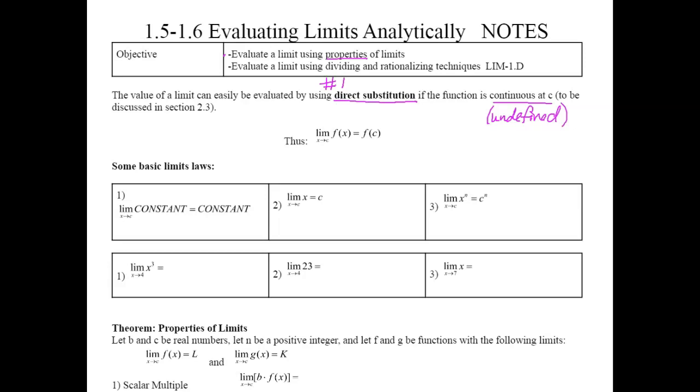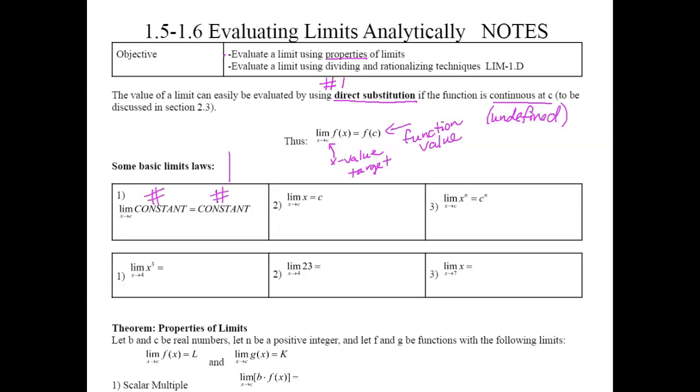So the limit as x approaches, remember c is your target x value, is equal to the function value. Okay, so it's saying the limit value is going to be the same as the function value when you substitute c. All right. So some basic limit laws: if you have the limit as x approaches c of a constant, which is just going to be a number, then your answer is always going to be that same number.